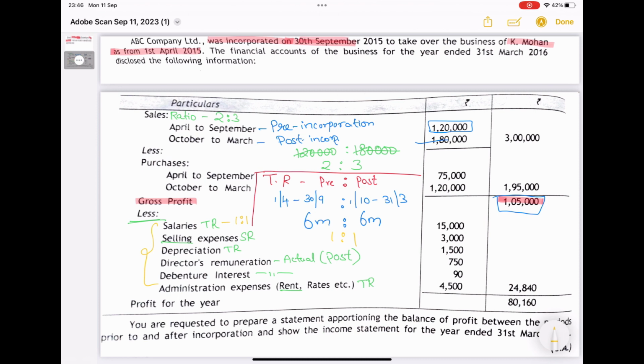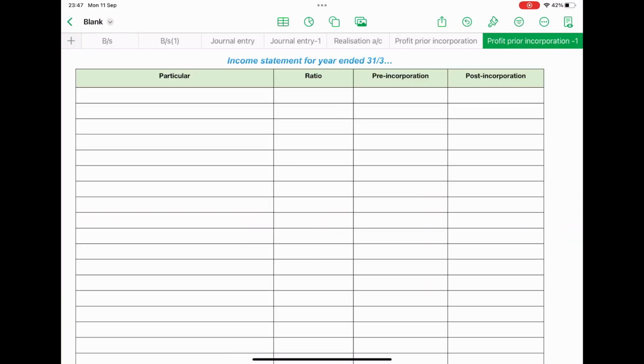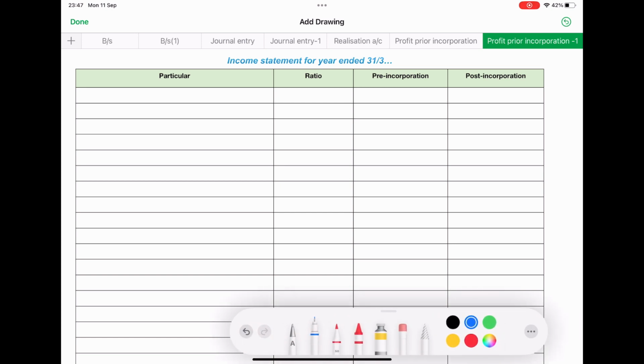This is the required calculation for the profit prior to incorporation. Got it? So if you understand the question, I'll move on to the format where we are going to calculate the actual problem. These are the working notes. Got it? So the format will be particulars, ratio, pre-incorporation and post-incorporation.